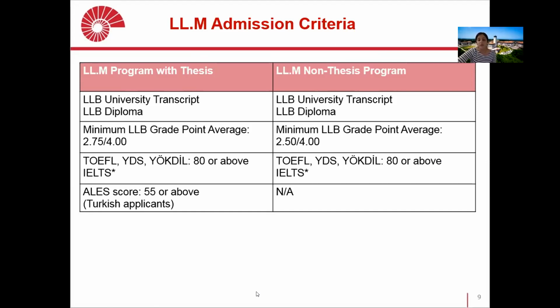The minimum graduate grade point average is 2.75 for the thesis programs and 2.50 out of 4 for non-thesis programs. The language requirement is really important because the program is held in English. So we need a TOEFL score or YDS, which are language exams based in Turkey. If you're an international student, you need to have a TOEFL score. There's also an international exam, IELTS.